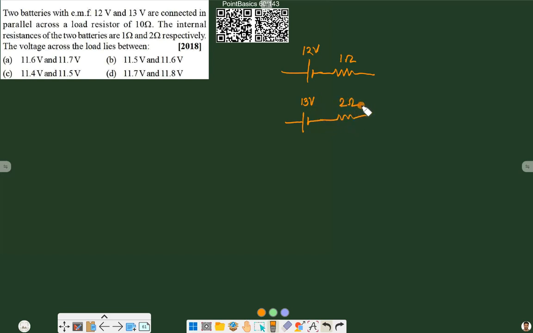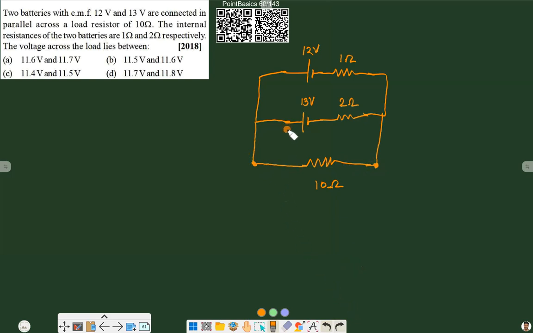with 2 ohm resistance. They are connected in parallel across a load of 10 ohm. So here load will be something like this. So we can say that load is also in parallel. Now we have to find out the potential difference across the load.